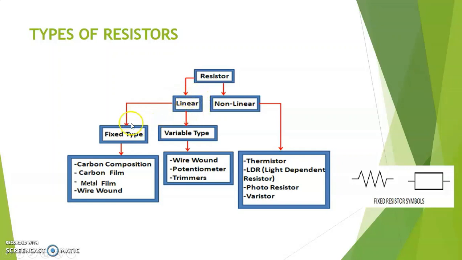So we can again subdivide that into fixed type and variable type. Fixed type is again divided into carbon composition, etc., which we will see one by one. Variable means the value of the resistance can be varied. And this is the symbol of a fixed resistor. Either of these two symbols can be used for a fixed type.